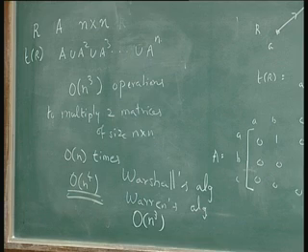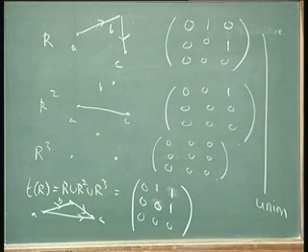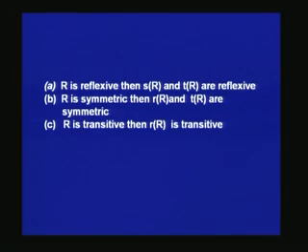Now, let us consider some properties connecting the relations, that is, what is the symmetric closure, what is the transitive closure, and how they are related and so on. If R is reflexive, then SR and TR are reflexive. If R is symmetric, then RR and TR are symmetric. If R is transitive, then RR is transitive.